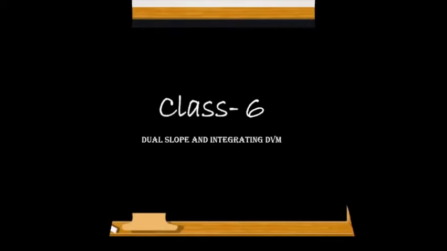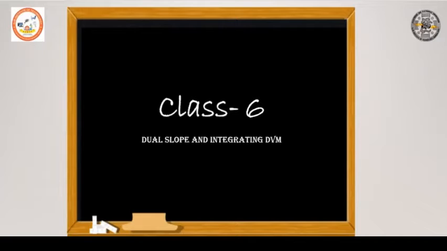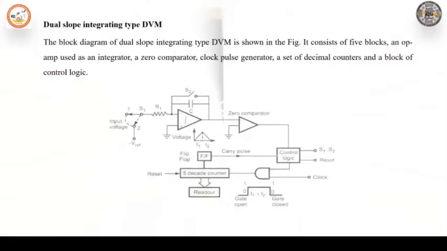So today let us start with the class. In this class, I'm discussing dual slope integrating type DVM and successive approximation type DVM. Coming to dual slope integrating type DVM, this is the most popular method of analog to digital conversion.